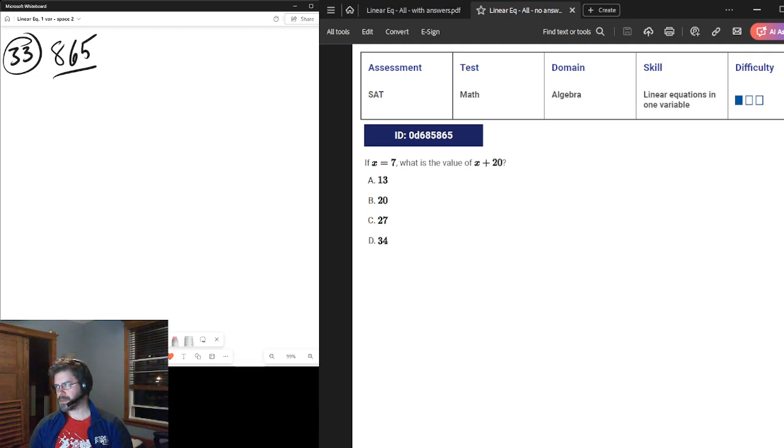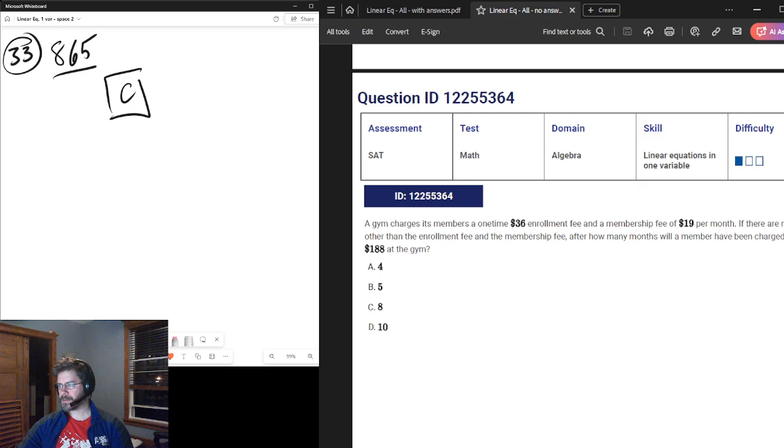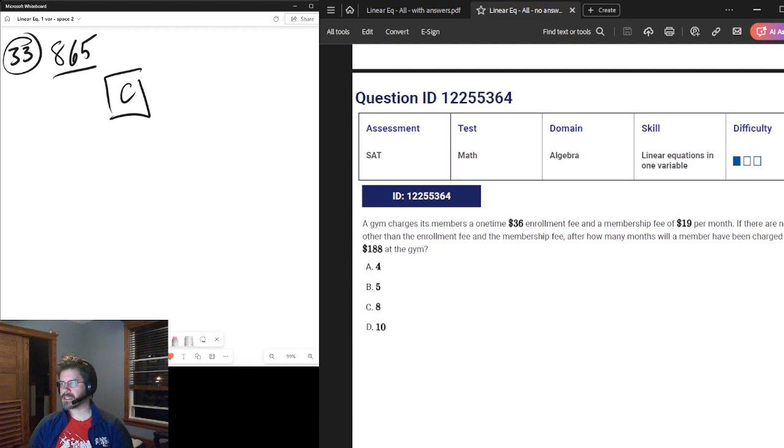All right, the simple plug it in kind of question here. We've got x equals 7. 7 plus 20 is 27. So no need to write it out if it's that simple. Just do it in your head. Right, this is cutting off the edge there. I don't think any of the words over there are very important, but let's go ahead and do it.